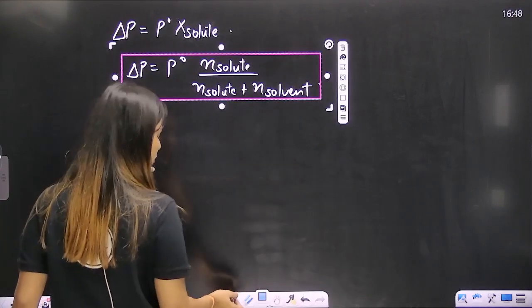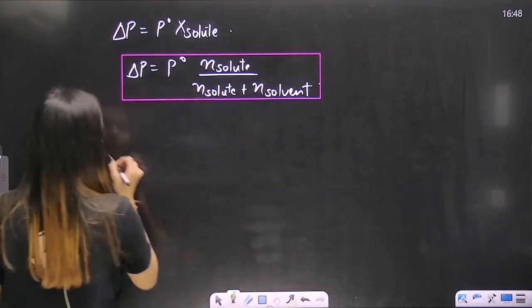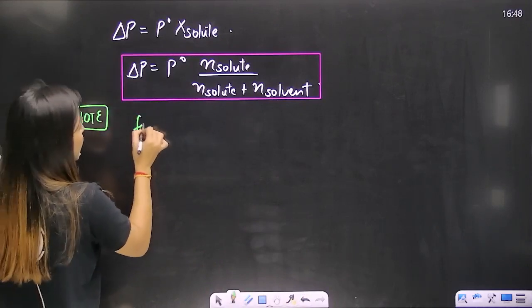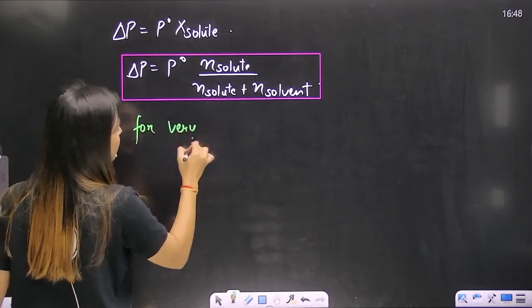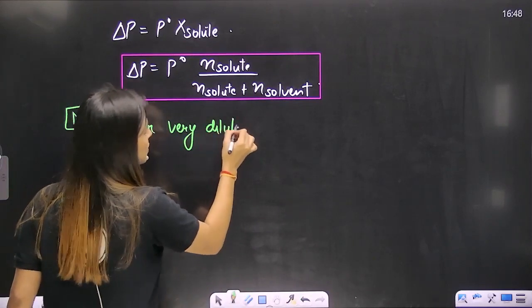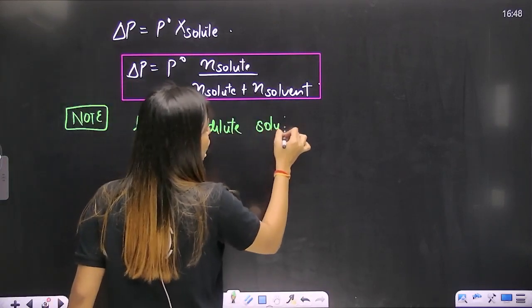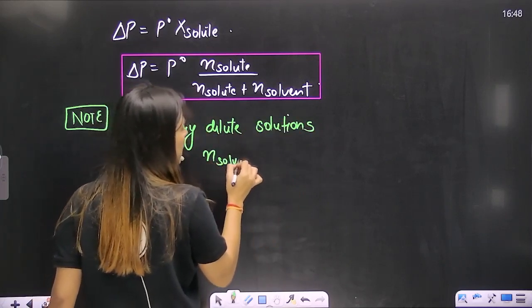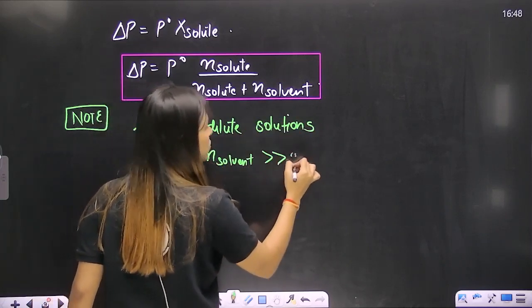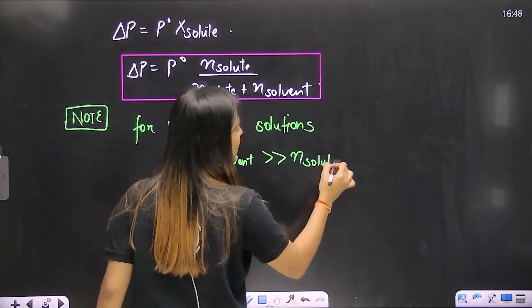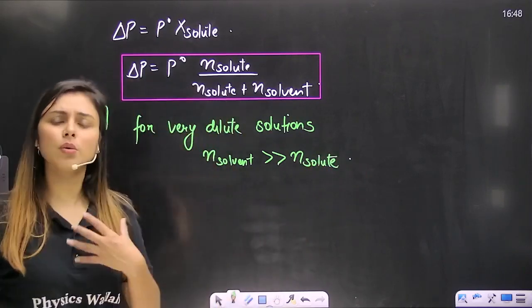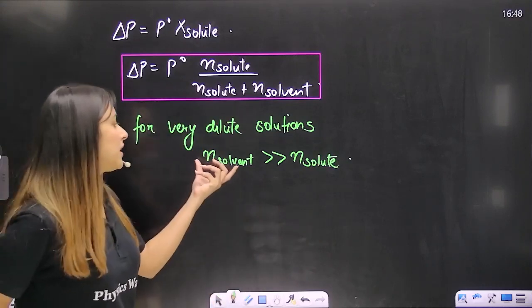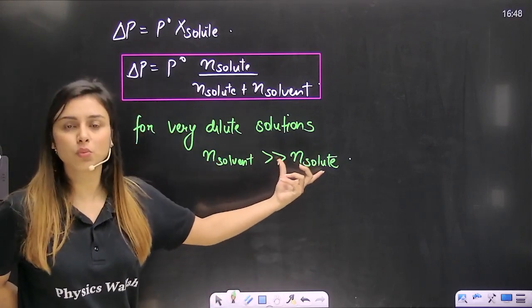Or else, my dear students, there is a condition, you can write it as a note: for very dilute solutions. What happens, my dear students? Moles of your solvent are very much more than the moles of solute. Generally, when we talk about solution, we talk about dilute solutions. And whenever you have dilute solutions, then you know that moles of solvent are much more than moles of solute.